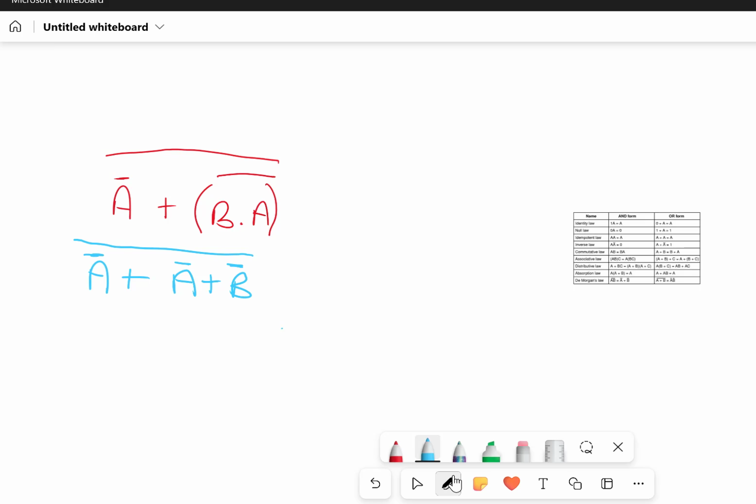Next thing we can do is use double negation. So for this part of the line and for this gate, they cancel each other out. So we're going to have A, or for this line and this line, they cancel each other out. Very nice.